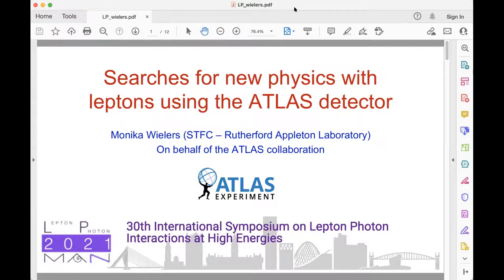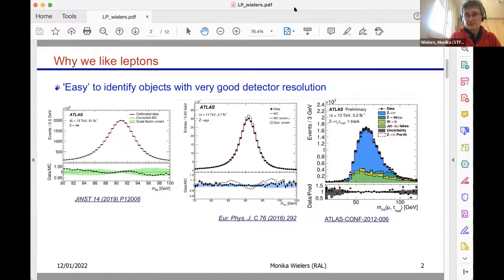Go ahead. Thank you. Okay, so let's move on to look at some results from ATLAS. I will first present the searches for new physics with leptons in the final state. Before I get started, I want to remind people why we like to have leptons in the final state: they are easy to identify objects in our detector, and they come with very good detector resolution, which of course also helps us in triggering on these events during data taking.